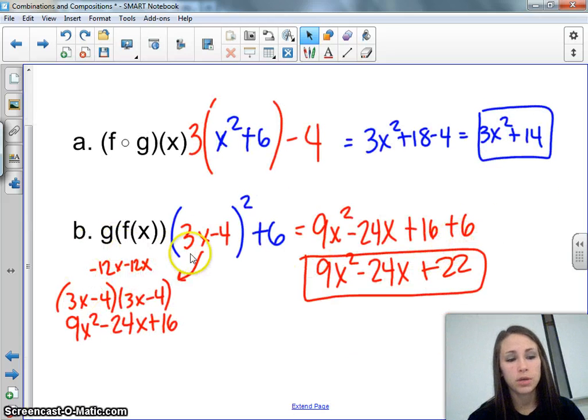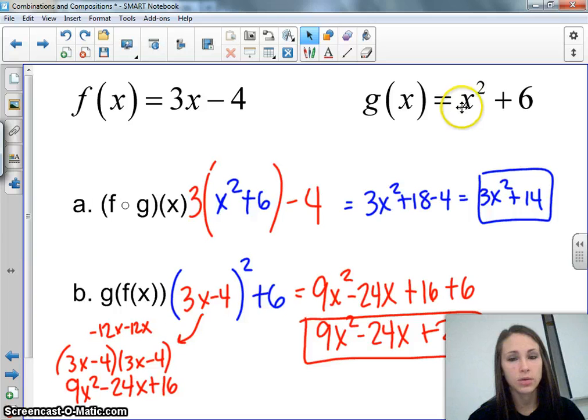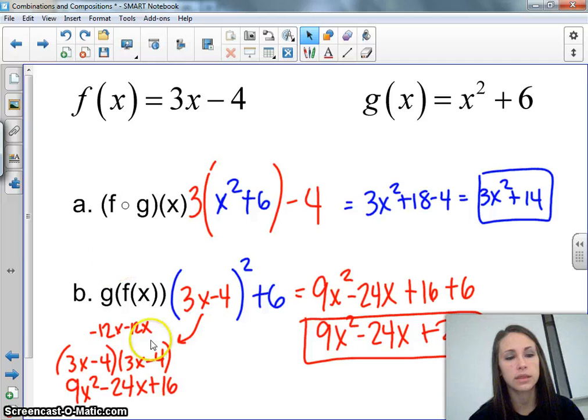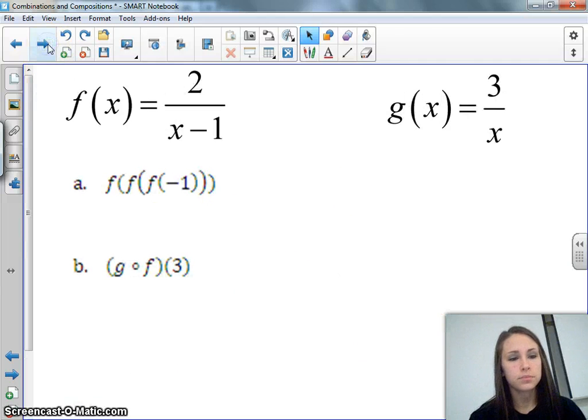Now for part B, when you do this, g is my outside function, so I did big parentheses squared plus 6, and then plug 3x minus 4 in. Now, what a lot of people will do is distribute this squared and say that this is just 9x squared minus 16, and you cannot do that. What this squared means is that you need to write this twice and FOIL it out, and so that's what I showed right here. And then I just combined it with that plus 6 and got my 9x squared minus 24x plus 42. Make sure you can get these on your own.